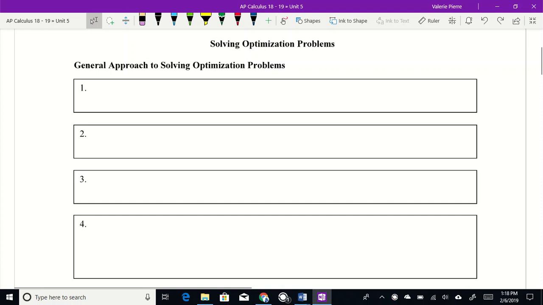So there are about 5 general approaches to solving an optimization problem. First step is determine the quantity that has to be optimized. By optimized, we mean maximized or minimized.